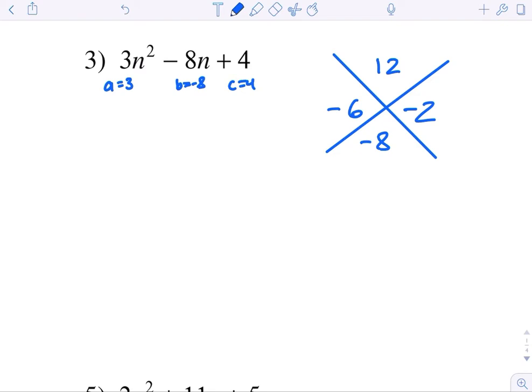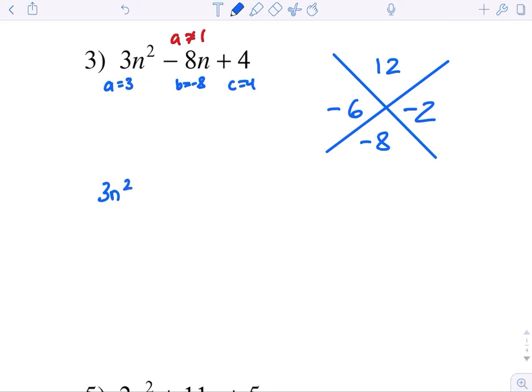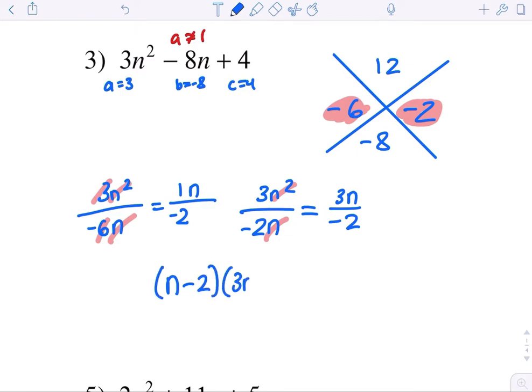So your A value is not 1, so that means we have to write our first term twice. And on the bottom of them, it's the numbers that we just found. So -6n, and this one's going to be -2n. Now we just cancel. On the top and bottom, we can divide by 3, so we would only get 1 over -2. And we could cancel an n from top and bottom, so all we get is n. For this right-hand side, all you can cancel is 1n from top and bottom, so we get 3n all over -2. Your factor is n minus 2 times 3n minus 2.